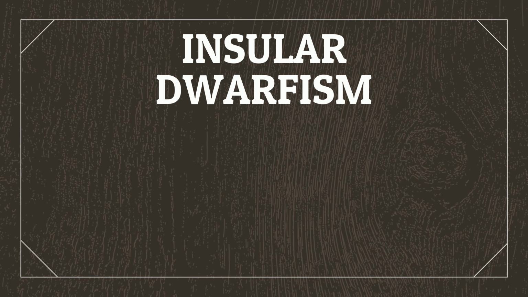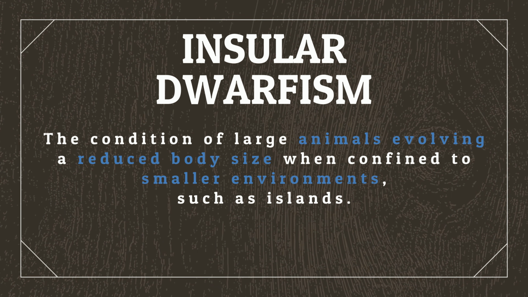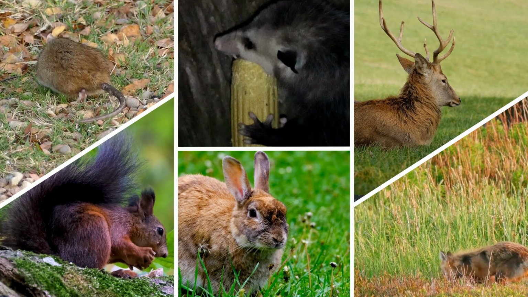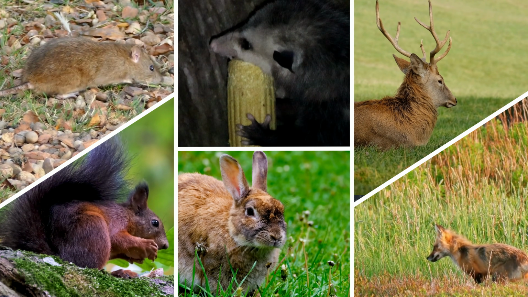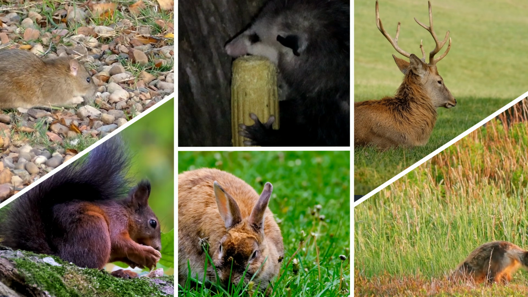This triggers a process called insular dwarfism, which refers to the condition of large animals evolving a reduced body size when confined to smaller environments such as islands. What this all means is that we don't really have good modern examples of traits that are iconic to the animals within oceanic climate zones. Modern oceanic residents are rodents like rats, squirrels, and possums, as well as rabbits, foxes, and deer, none of which are unique to oceanic climates.